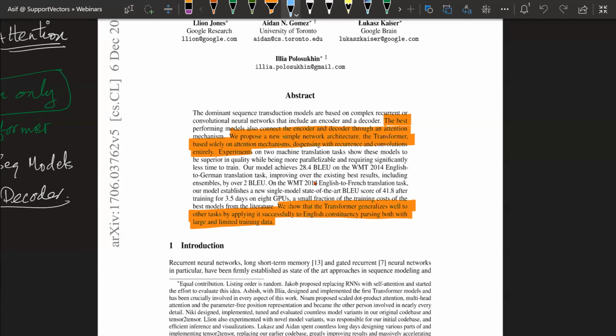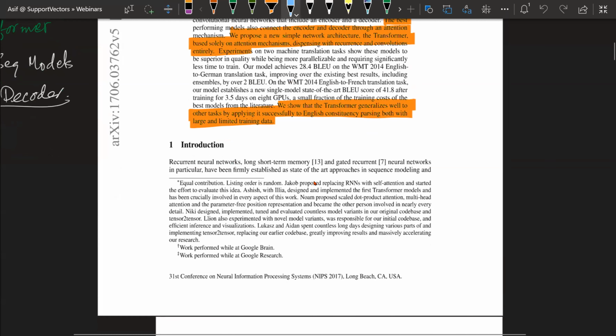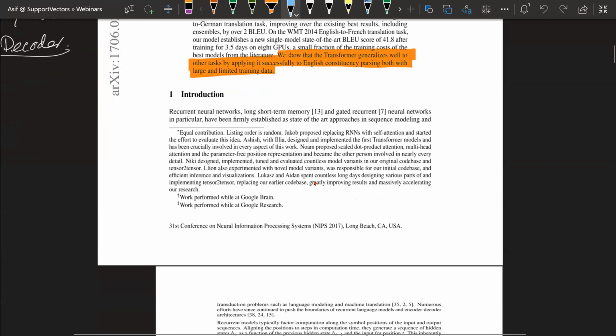It says that we show that the transformer generalizes well to other tasks by applying it successfully to English constituency parsing, both with large and limited training sets. So in other words, they say that it's a pretty powerful architecture that you can apply to many tasks. And there's a benchmark, BLEU, where it achieved very high scores. And now these scores, 2 years later, look not so high because the thing has evolved. People have created all this wonderful GPT 1, 2, 3, and all of these models based on these transformers, and the scores are much, much higher.